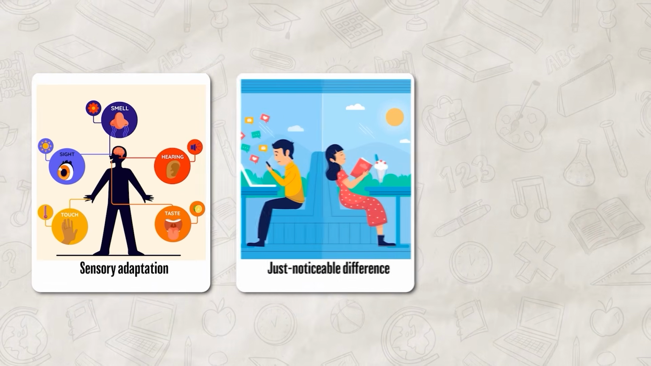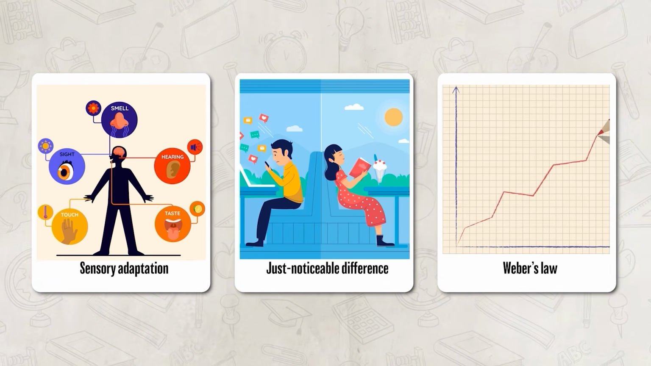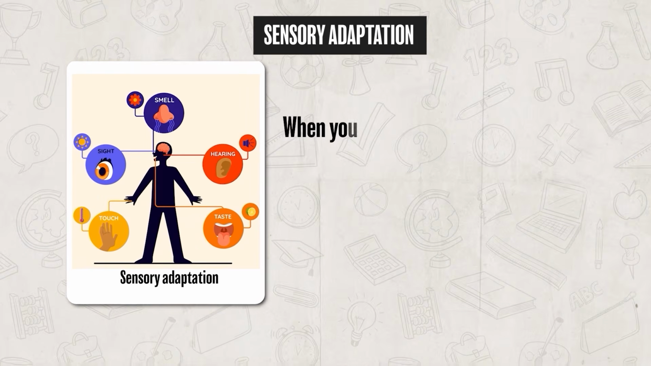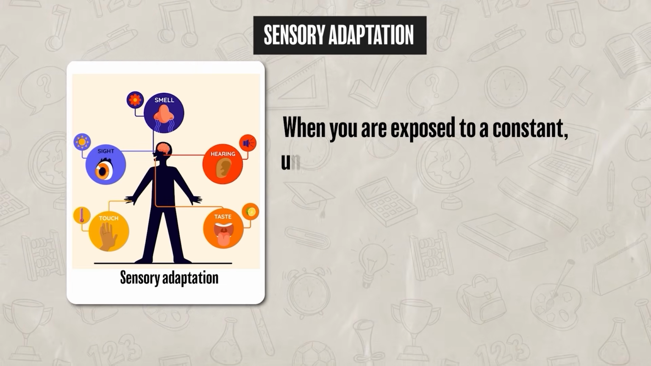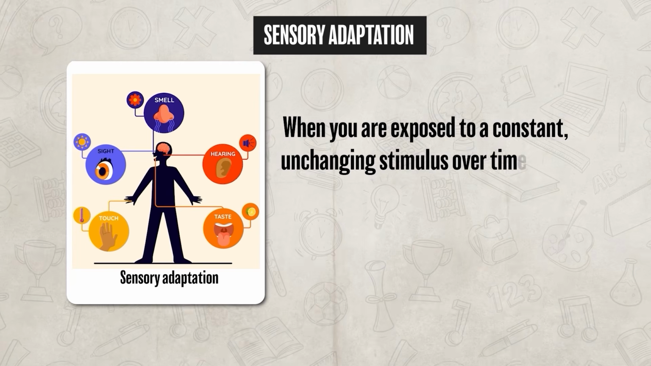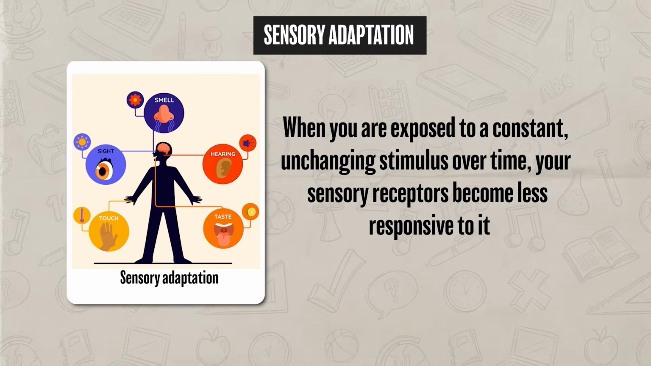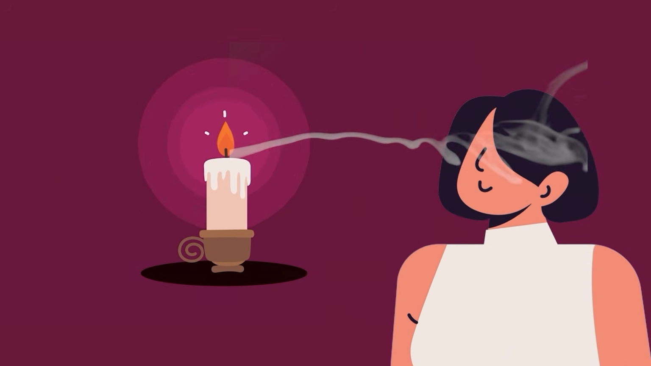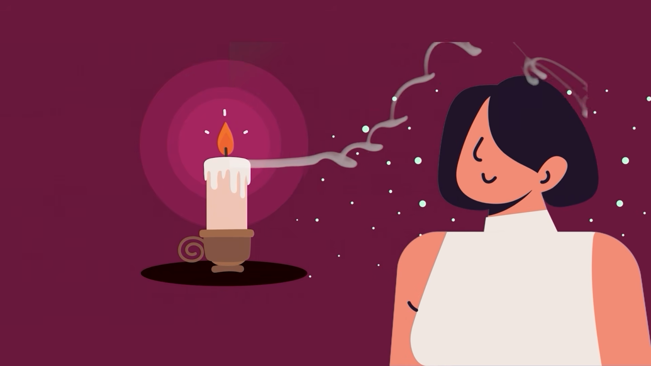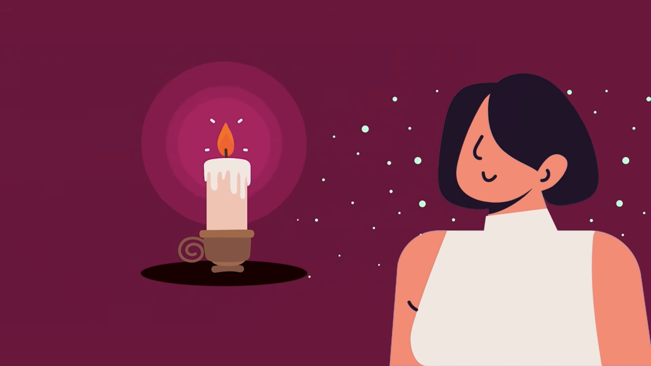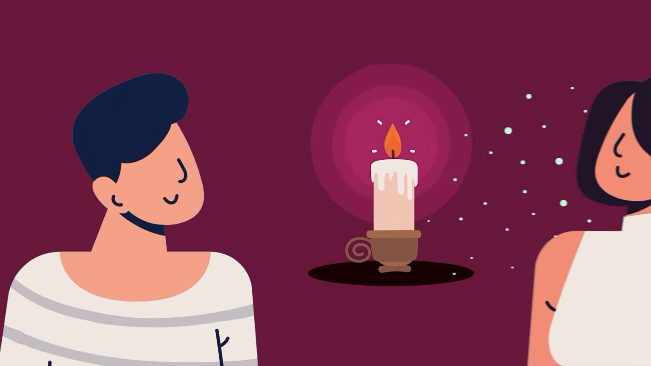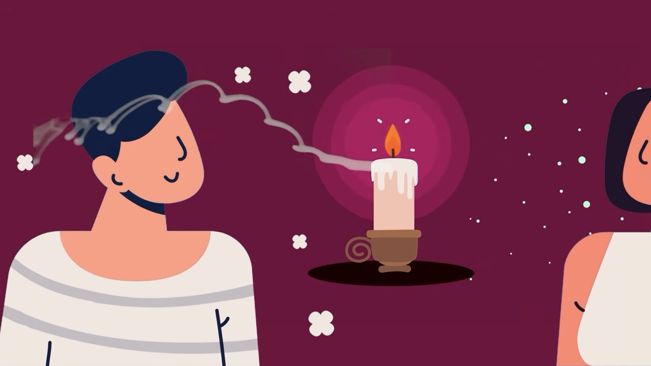of the time. Speaking of detecting sensation, we also need to talk about sensory adaptation, the just noticeable difference, and Weber's law. Sensory adaptation occurs when you are exposed to a constant, unchanging stimulus over a period of time, and your sensory receptors become less responsive to it. For example, if you light a candle in a room, at first you can smell it, but as the day goes on, eventually you can no longer smell the candle. But if someone else comes into the room, they will smell the candle right away.